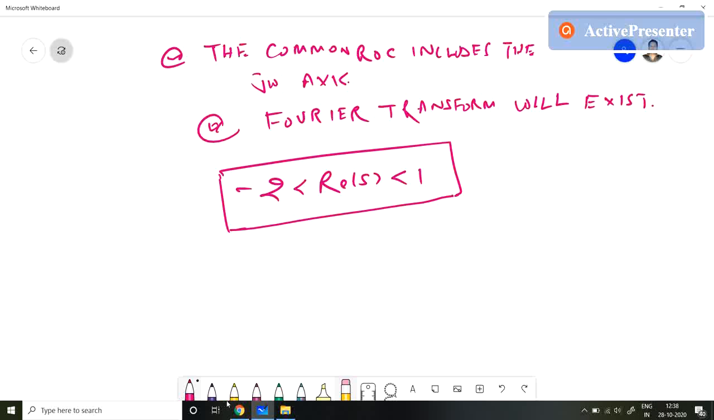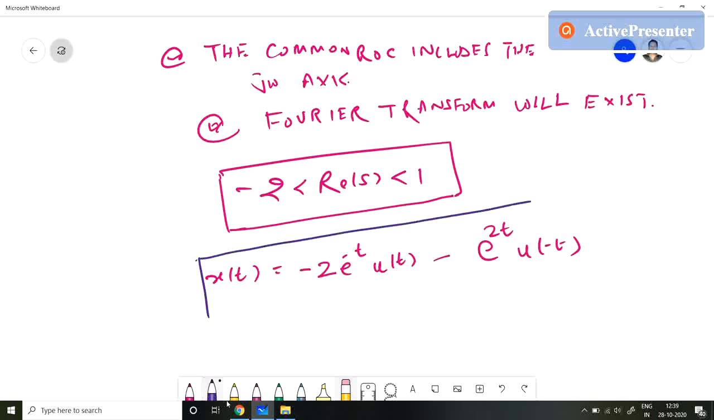So what is x(t)? Since the first signal we are considering as causal, please check, this is minus 2 e raised to the power minus t into u(t), and the second signal is non-causal, so it is minus e raised to the power 2t into u(minus t). Please check this. So this is our final answer.